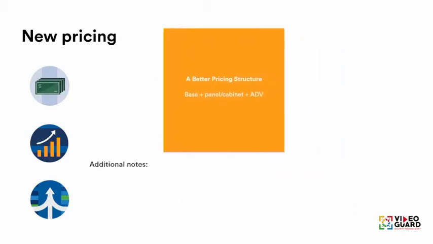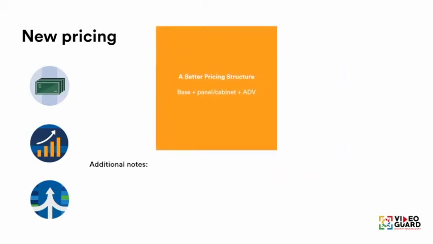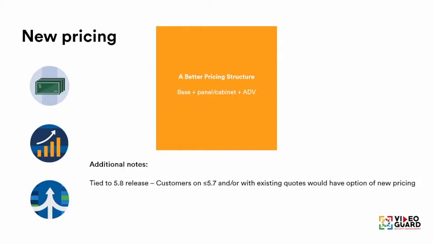So a couple additional notes on this pricing structure. First, this price is introduced with 5.8, so it's very much tied to the 5.8 release, but customers who are on 5.7 or earlier, and/or customers who already have quotes out, will have the option of using the new pricing, but will be able to use the existing pricing if they so choose. They can take the one that is most beneficial to them.